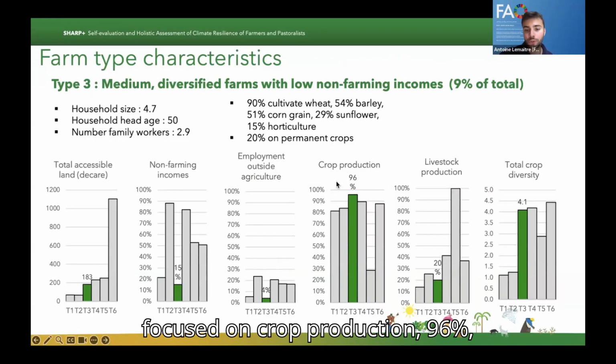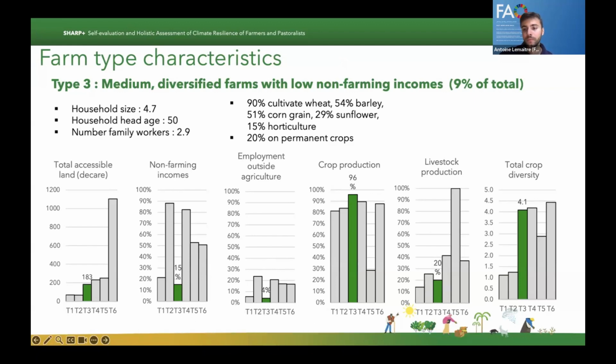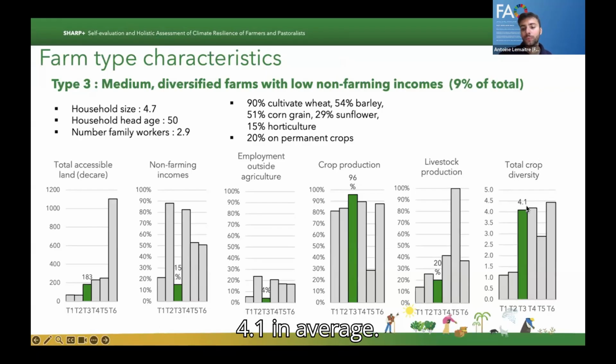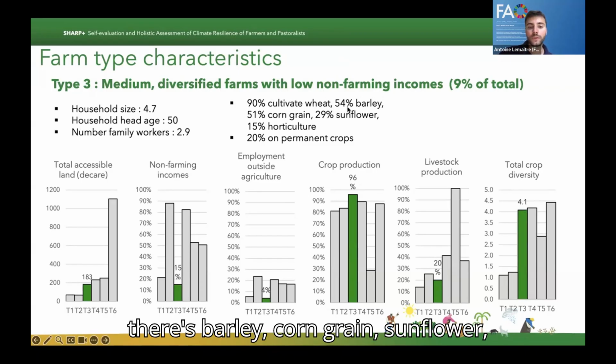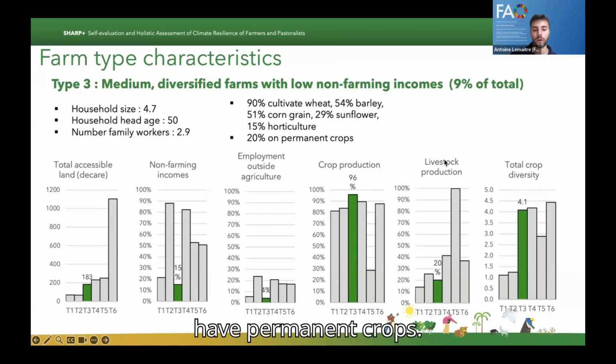Also very focused on crop production, 96%, and 20% have also livestock production. And you can see here the big difference is linked to the crop diversity, with 4.1 in average, with 90% of them who cultivate wheat, barley, corn grain, sunflower, and 50% have horticulture, and 20% have permanent crops.